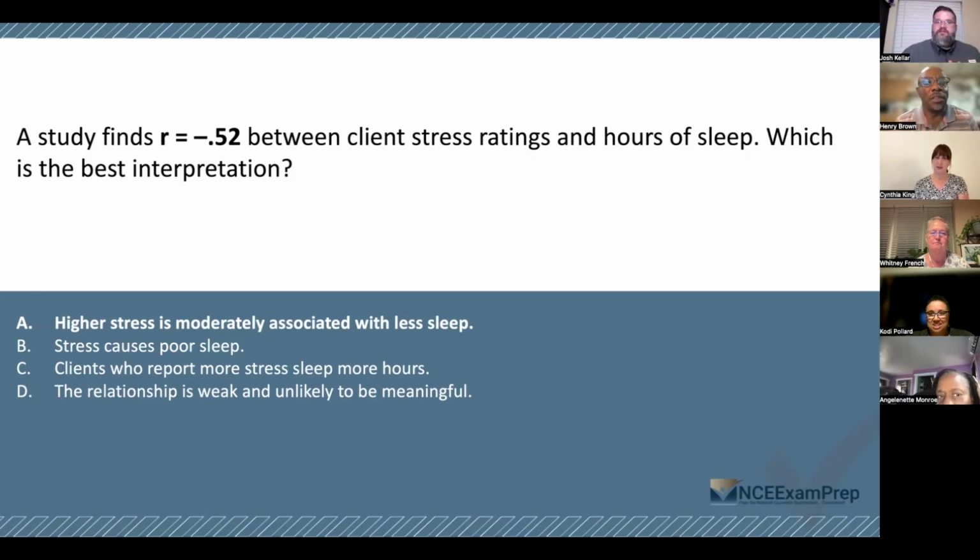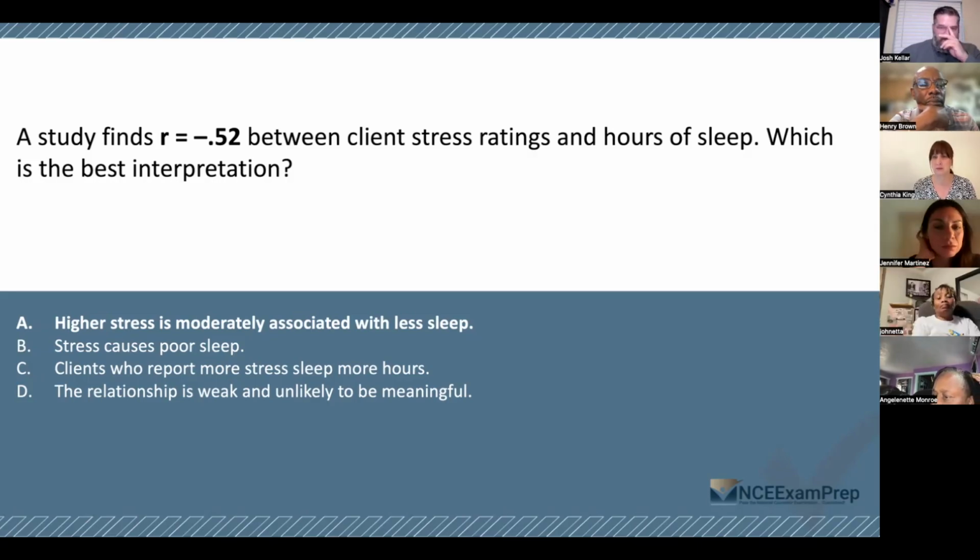The negative correlation is going to let us know that one of these increases while the other decreases. We could flip-flop them. As stress increases, sleep decreases. As stress decreases, sleep increases. All that we're told is that we have this number between stress ratings and hours of sleep. We're not given any other information. But we can imply, because it's negative, that one is increasing and the other is decreasing.